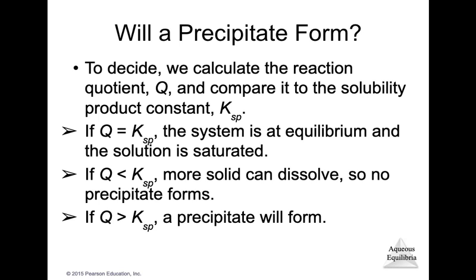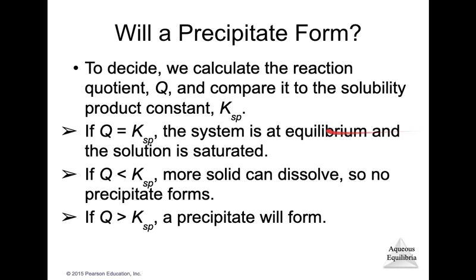But if Q is less than the Ksp, more of the solid can dissolve, so no precipitate is going to form. It just means that the equilibrium system isn't established yet. You can throw some more of that solid in there and it will dissolve. It's not going to precipitate out into anything else. And if Q is greater than Ksp, then a precipitate is going to form because you are above your equilibrium point. A precipitate can form because it's not going to be able to dissolve anymore.